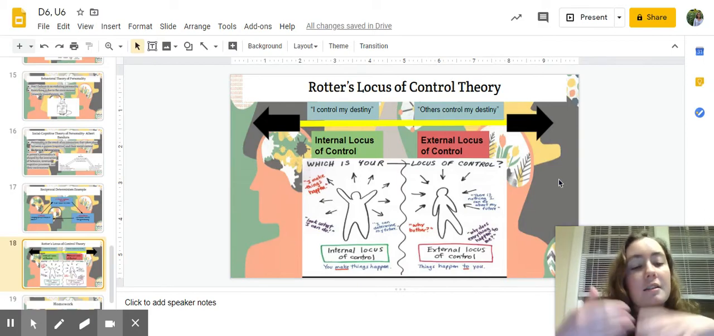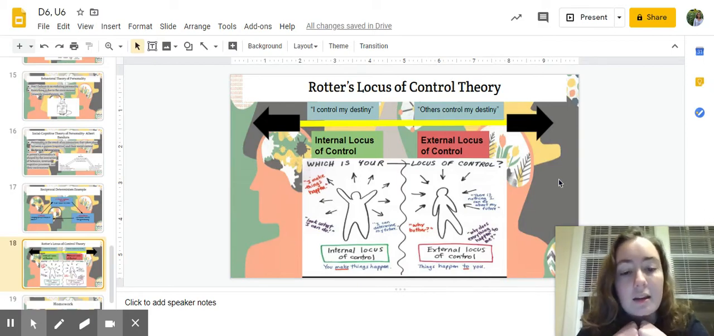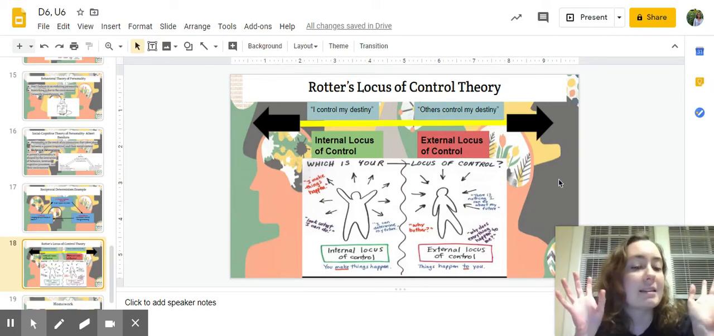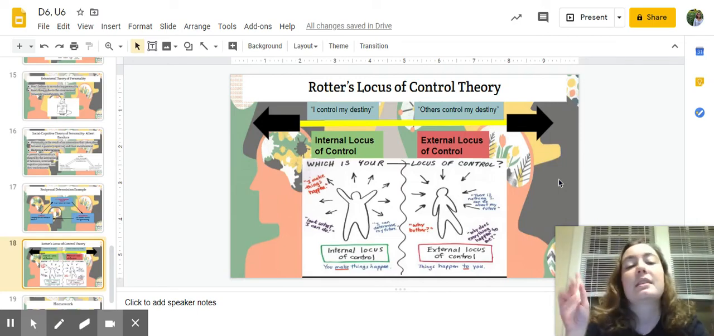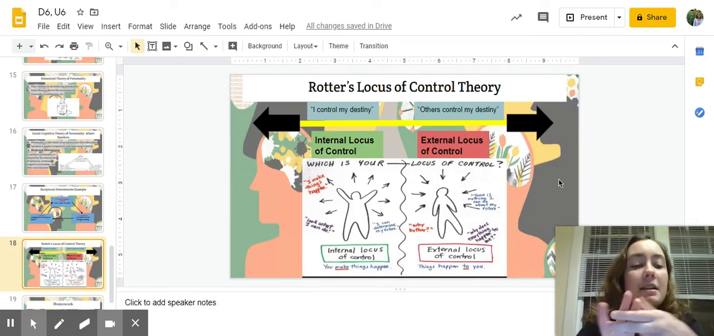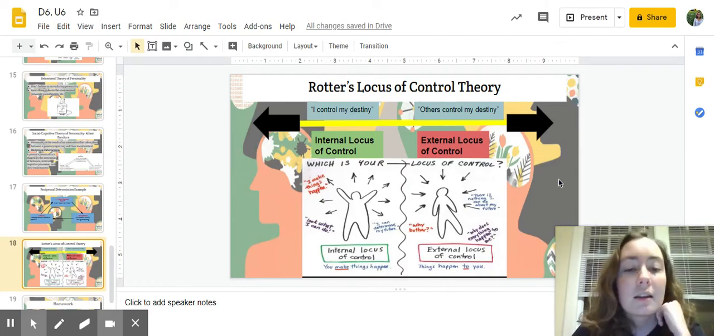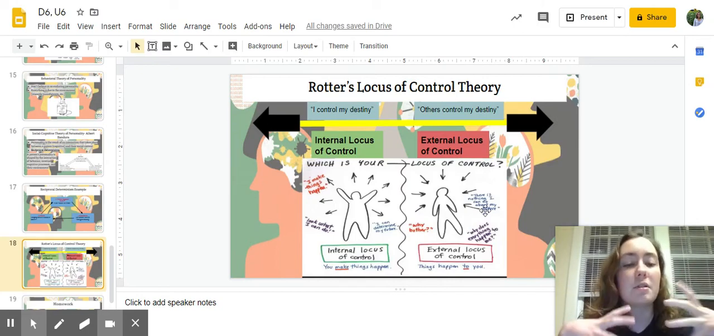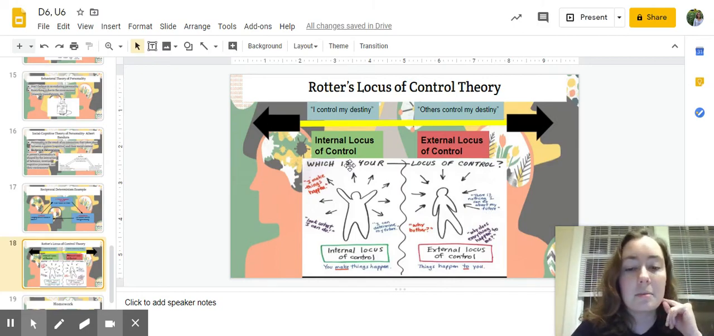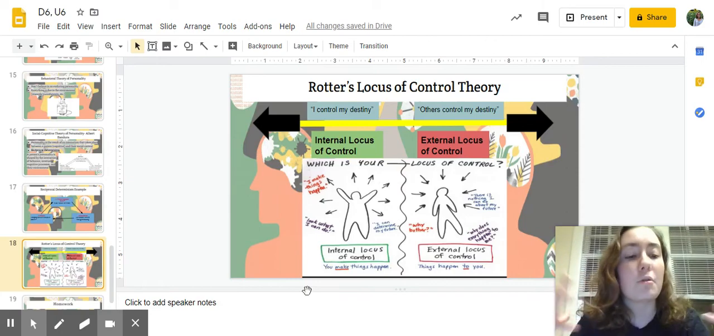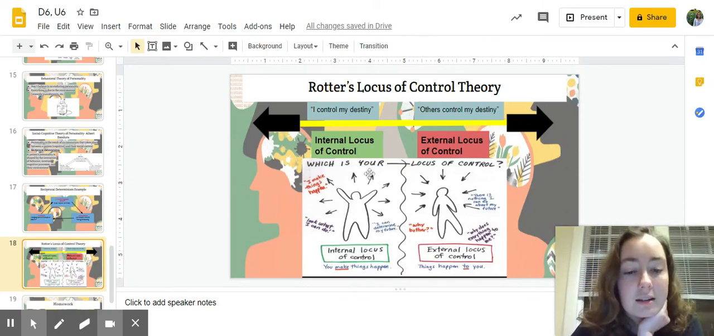And then on the other hand, say they failed the test. They're going to say, oh, well, that's not my fault. The teacher hates me. The teacher's mean. It was too hard. I had all this stuff going on, blah, blah, blah. So external people don't really see themselves as having control over their lives, whereas internal people really see that connection and take ownership for what they have going on in their lives.